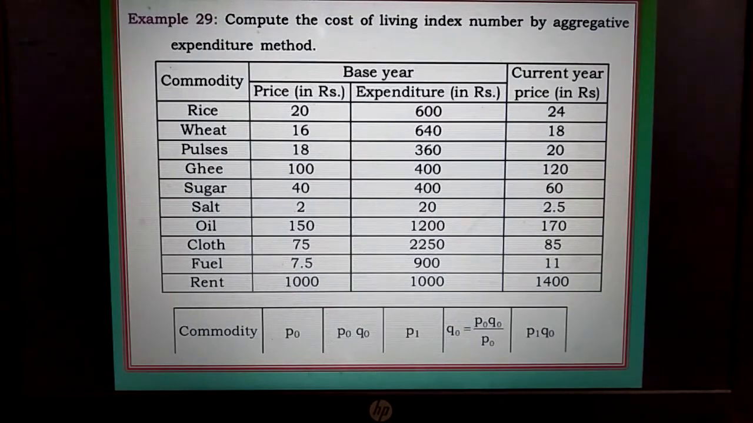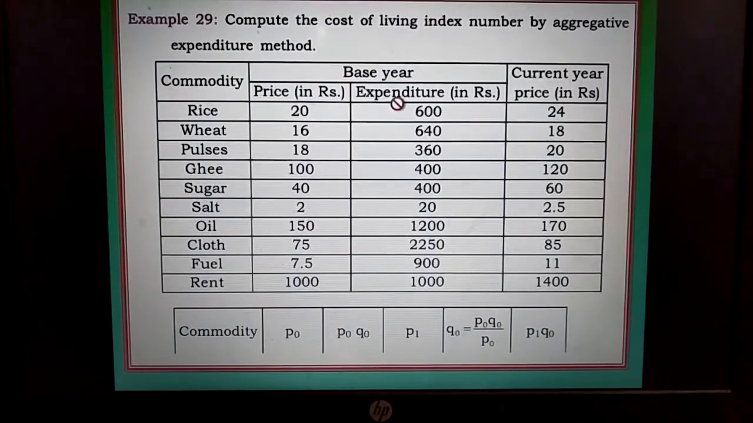Here in this question it has been clearly mentioned to apply aggregative expenditure method. Even if it is not given, based on the given information, base year price, base year expenditure and the current year price, we would have decided to apply aggregative expenditure method itself. But once it has been given, it's good. Let us continue. So here base year prices are given, these are P naught, and base year expenditure are given.